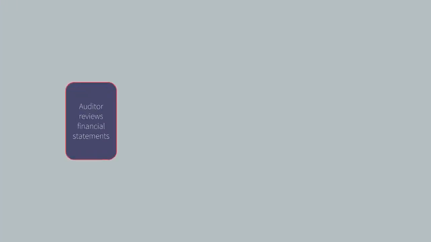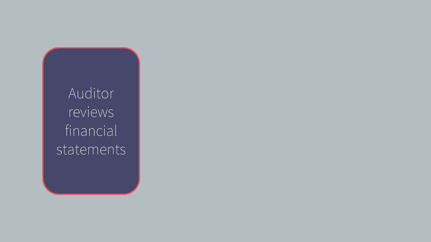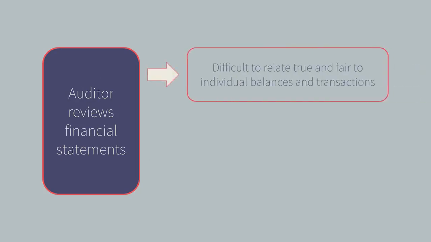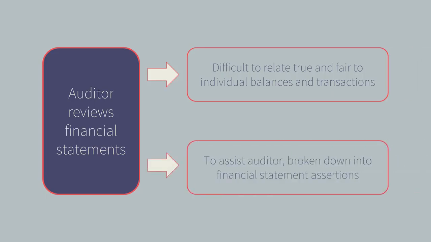However, when the auditor reviews the financial statements in detail, it is more difficult to relate the term true and fair to the individual balances and transactions that make up the whole set of accounts. How can they see whether a balance is true and fair? Therefore, to assist the auditor in planning audit procedures that review whether the balance is free from material misstatement, they are given the financial statement assertions. These are outlined in ACCA 315.